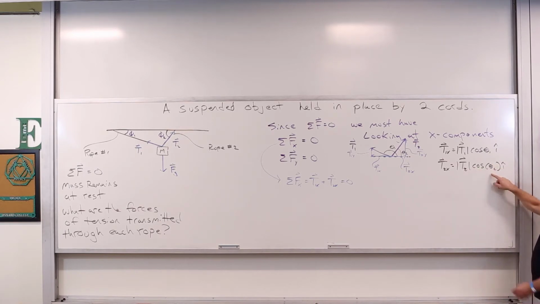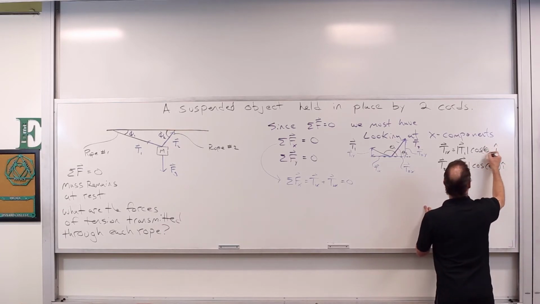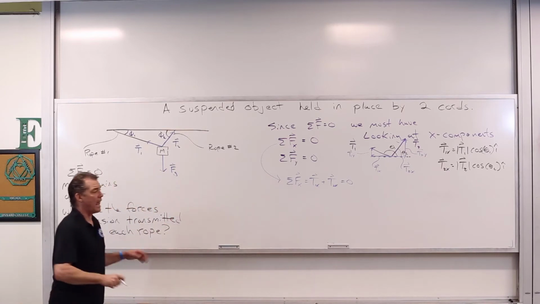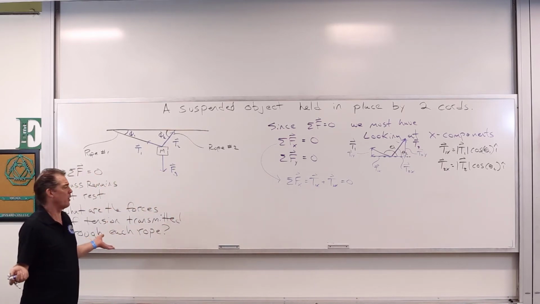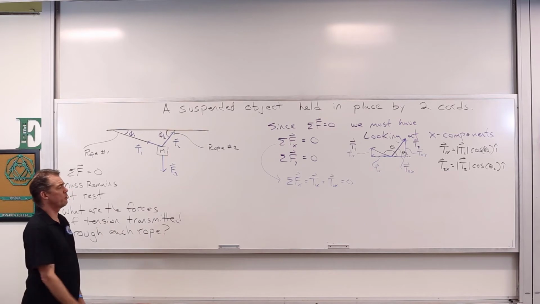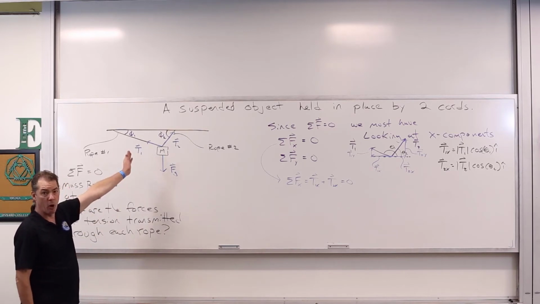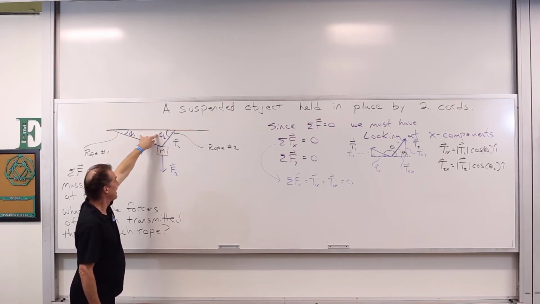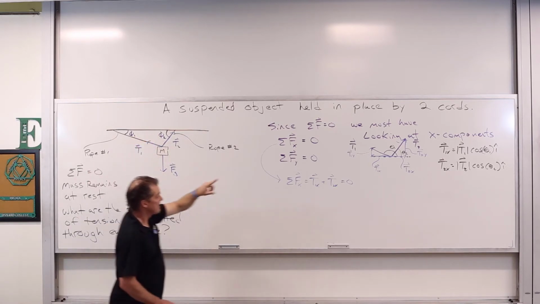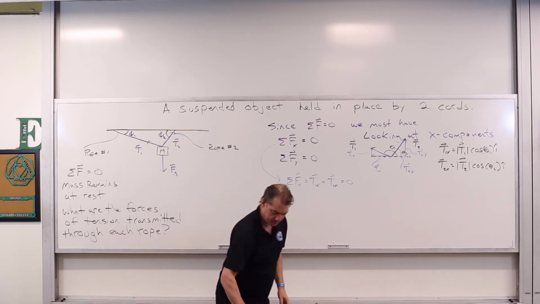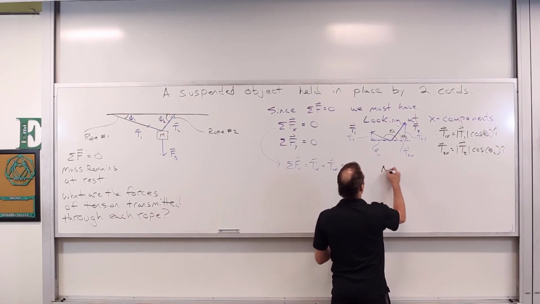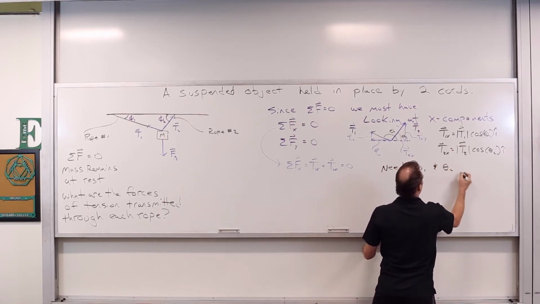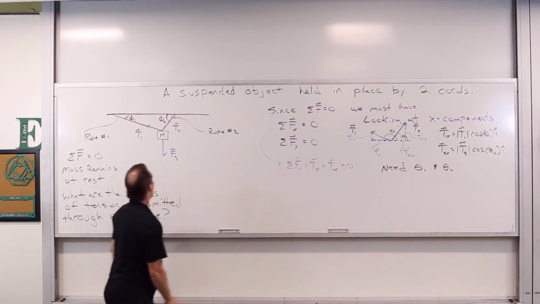So we need what these angles are, right? We don't know what T1 is and we don't know what T2 is. That's what we're trying to figure out: what are the magnitudes of those two forces? We should know what their directions are based upon these angles here. All right, so what we need to get is theta 1 and theta 2. How are we going to get them?